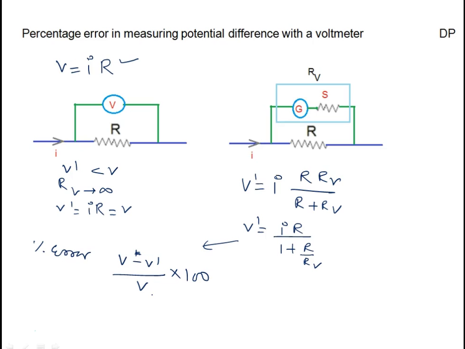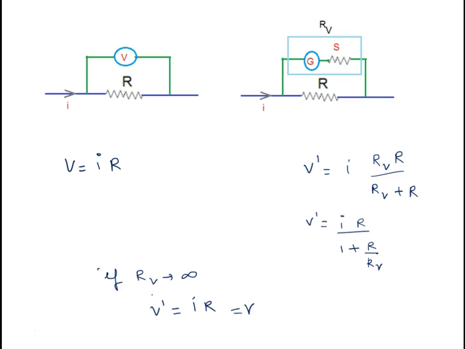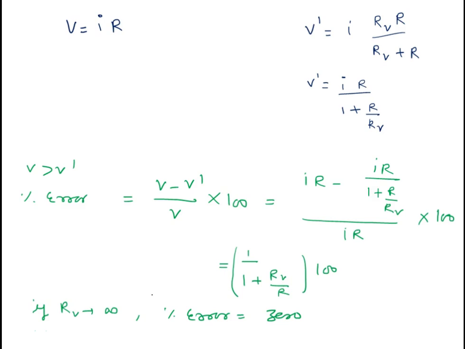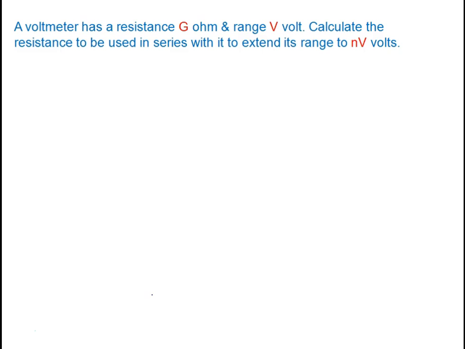So let me just check it. This we have discussed. This is the result. And if RV tends to infinite, what is the percentage error? That is 0 because again you will get IR. So there is one question for you. All of you just pause the video and try to solve it. After solving, please listen to me.